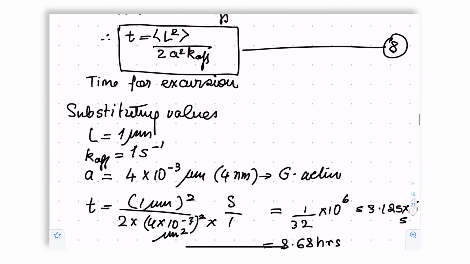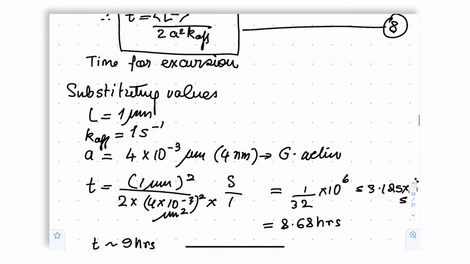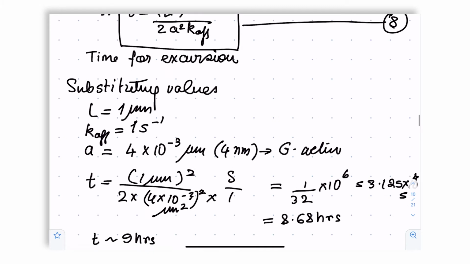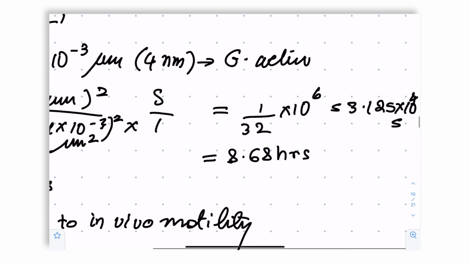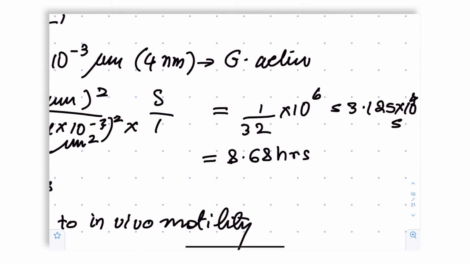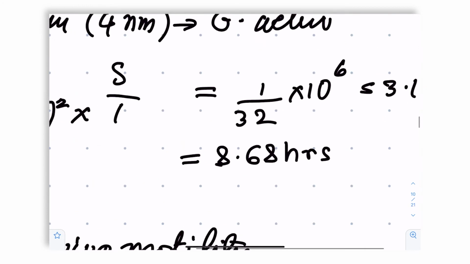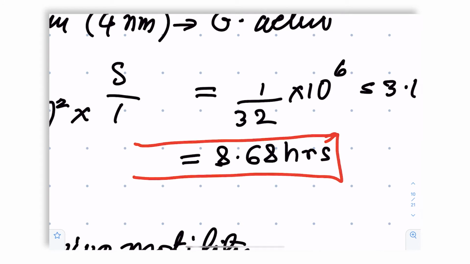values. We have 1 micron here, k off is 1 second, so 1 in the numerator, 1 in the denominator, and then all we have to deal with is 1 upon 2a square, which effectively gives us this number here, which is 1 by 32 into 10 to the power 6, which becomes 3.125 into 10 to the power 4 seconds, which is actually a very large number in time, which is 8.68 hours.